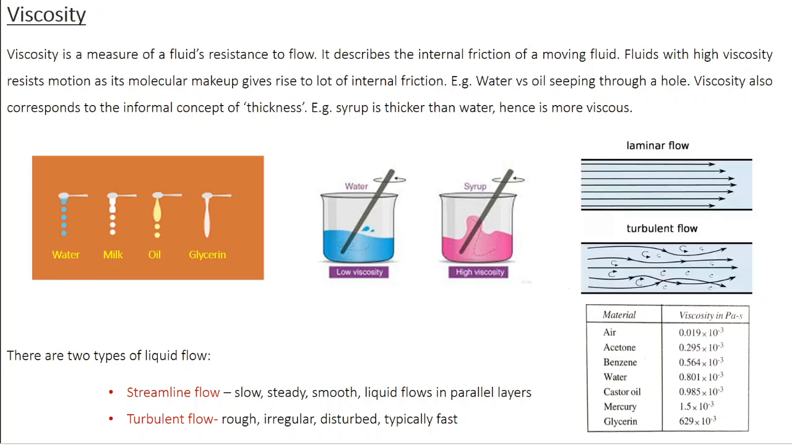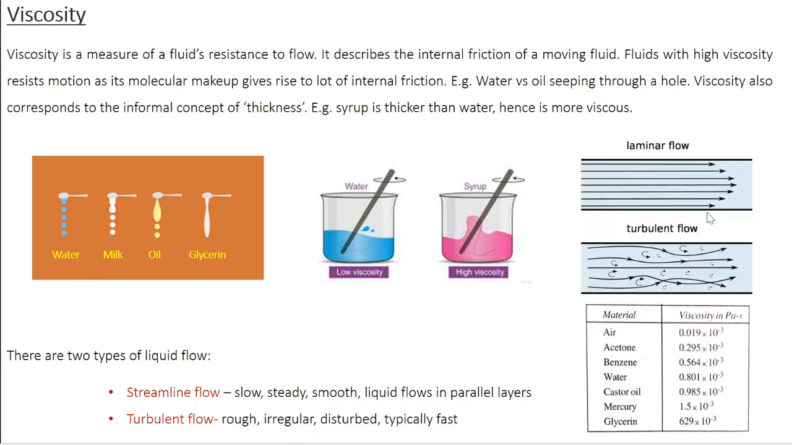Viscosity plays a major role in determining the flow of a fluid. So basically there are two types of liquid flow. One is known as streamline flow or laminar flow. The second one is turbulent. Streamline flow is the slow, steady, smooth flow of liquid, which usually happens at a slower speed. And here, as you can see in this figure, liquids flow in parallel layers.